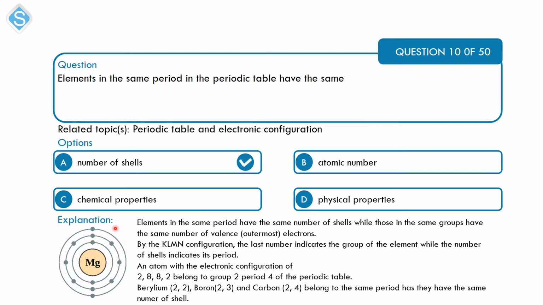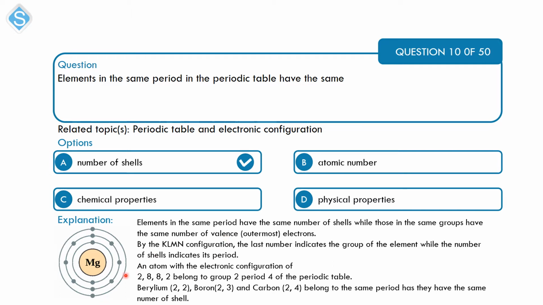Now the next thing is the group of the element is determined by the number of valence electrons that it has. That is the electrons in the outermost shell. The outermost shell here is this one. If you count the number of electrons on it, you have just 1 and 2. So you have 2 electrons there, which means that magnesium belongs to group 2. So magnesium belongs to period 3, going by the number of shells that it has, 1, 2, and 3, and belongs to group 2, going by the number of valence electrons that it has, 1 and 2.